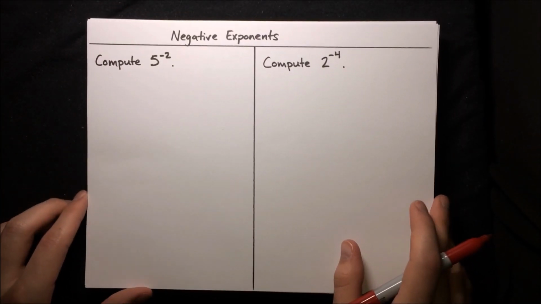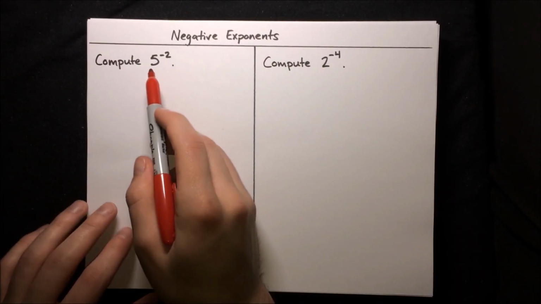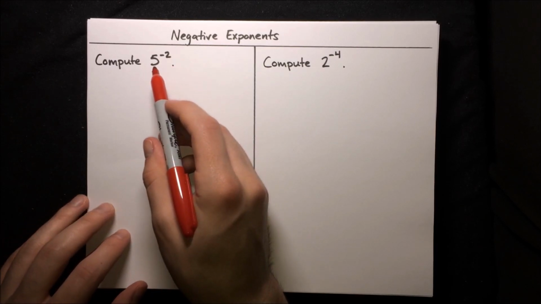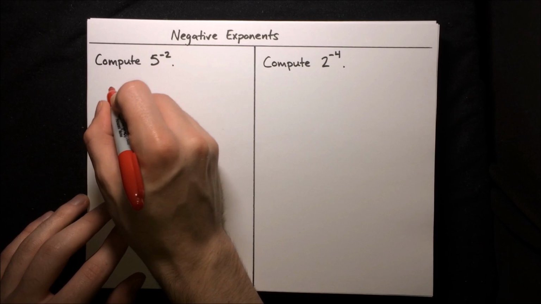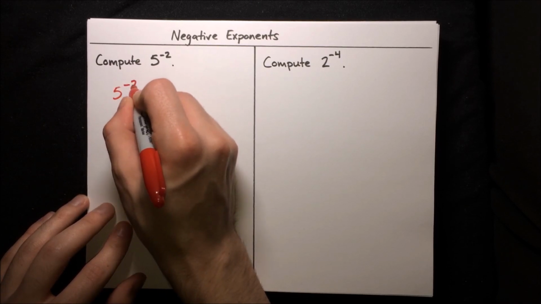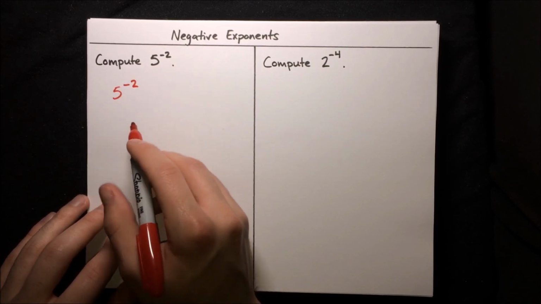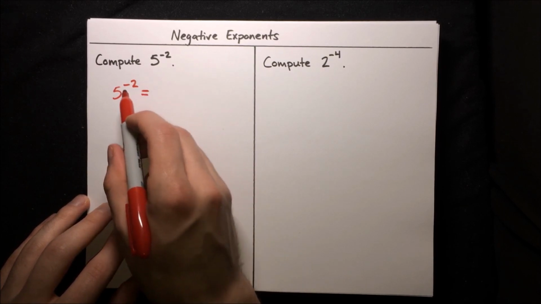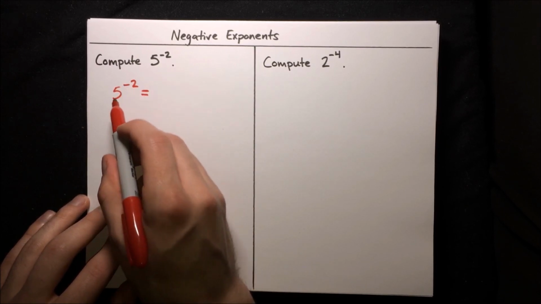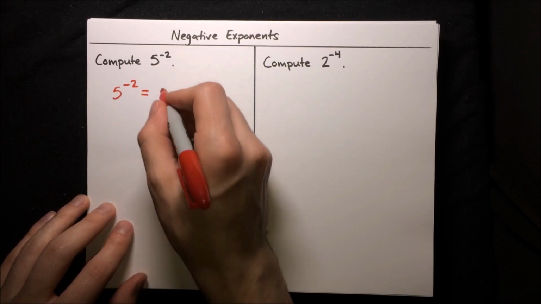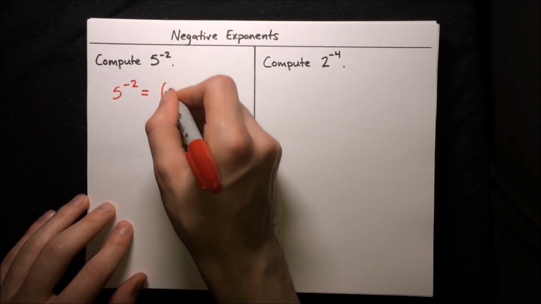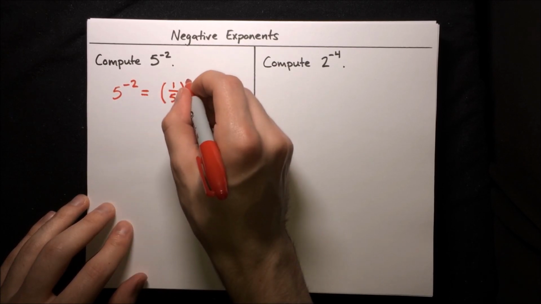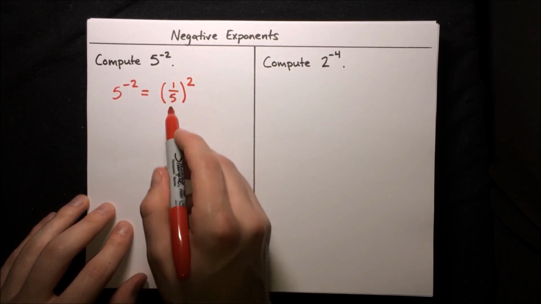Alright, so here's a problem. We want to compute 5 to the exponent of negative 2. And how do we do that? Well, remember our rule is that if we have 5 to the power of negative 2, if we have a base raised to a negative exponent, we can just compute that by taking the negative off the exponent and changing the base to its reciprocal. So the base becomes 1/5 now, the reciprocal of 5, 1/5, and then the exponent is now positive 2. 1/5 to the positive 2.